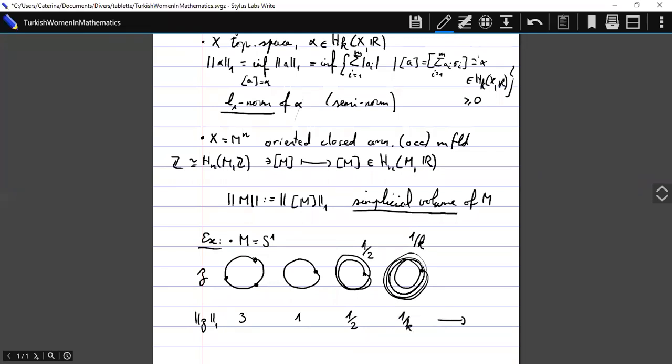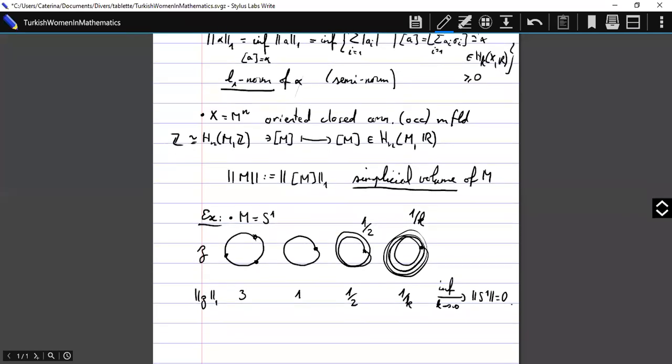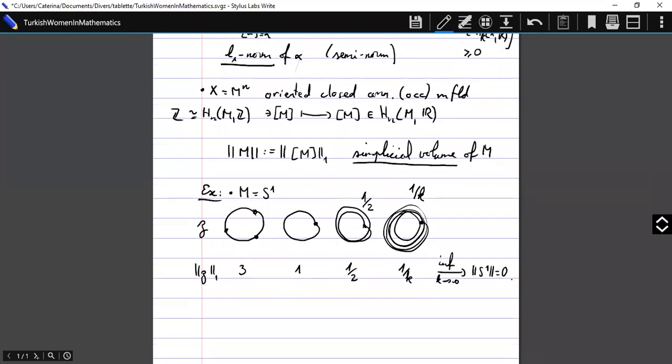And now taking the infimum, as k goes to infinity, you see that the simplicial volume of the circle is 0. Is this computation clear? So yeah, don't hesitate to interrupt me in case.